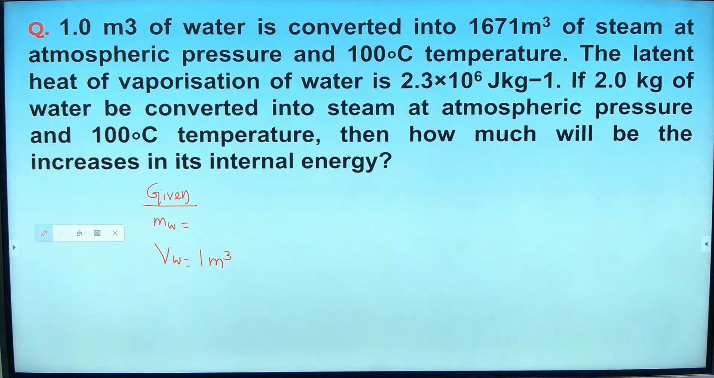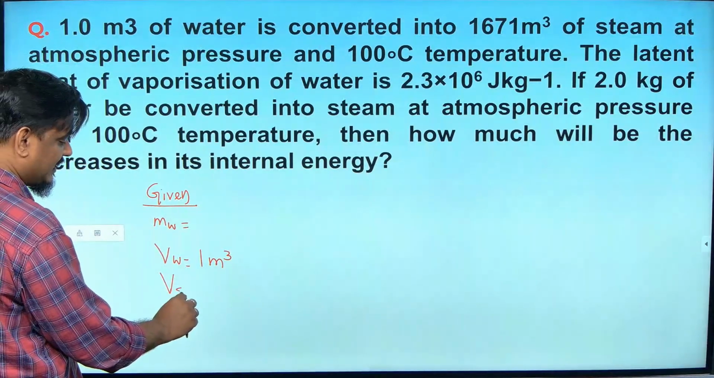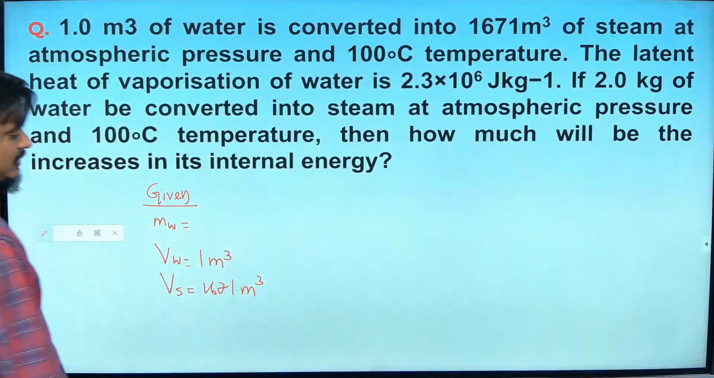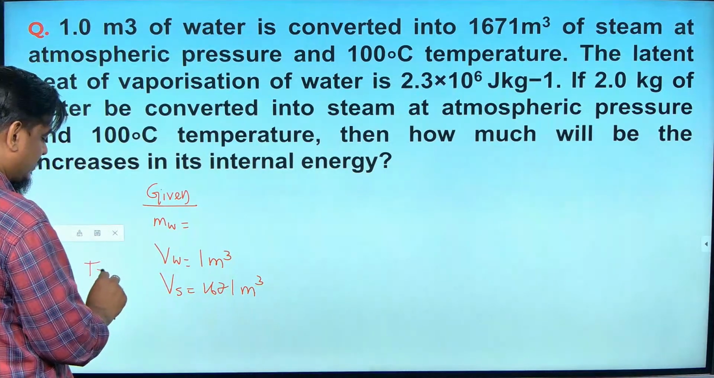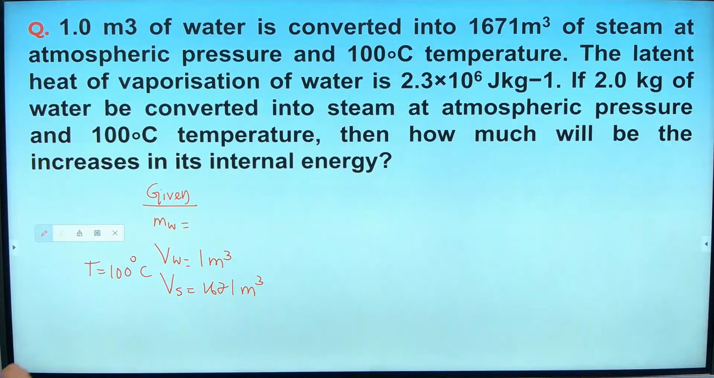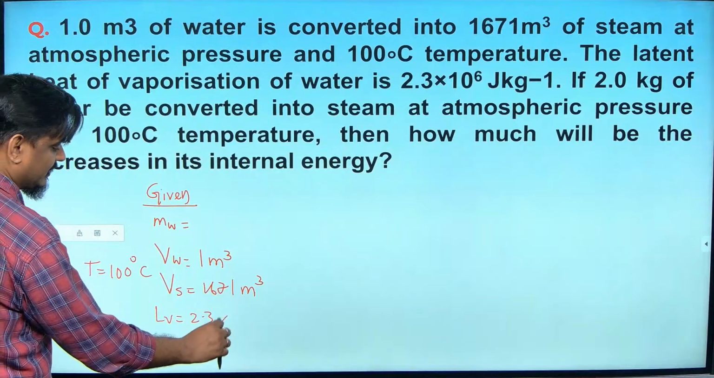Let us come back to Jivika. Unmute yourself. Yes, sir. Please tell me what is the given data. Volume of steam is 1671 meter cube. Okay. Next what? Temperature is 100 degrees Celsius. Okay. Then what else? Latent heat of vaporization is 2.3 into 10 to the power 6 joules per kg. Okay. What else?